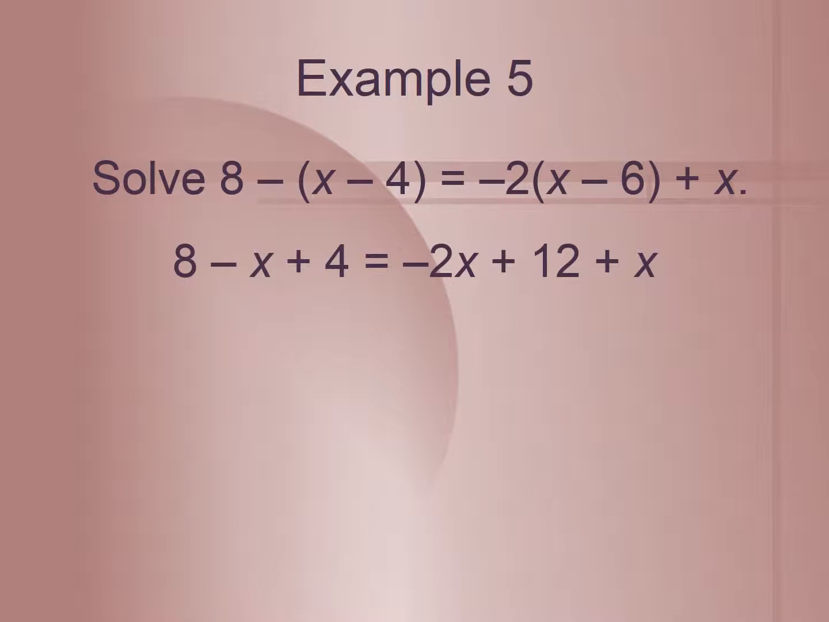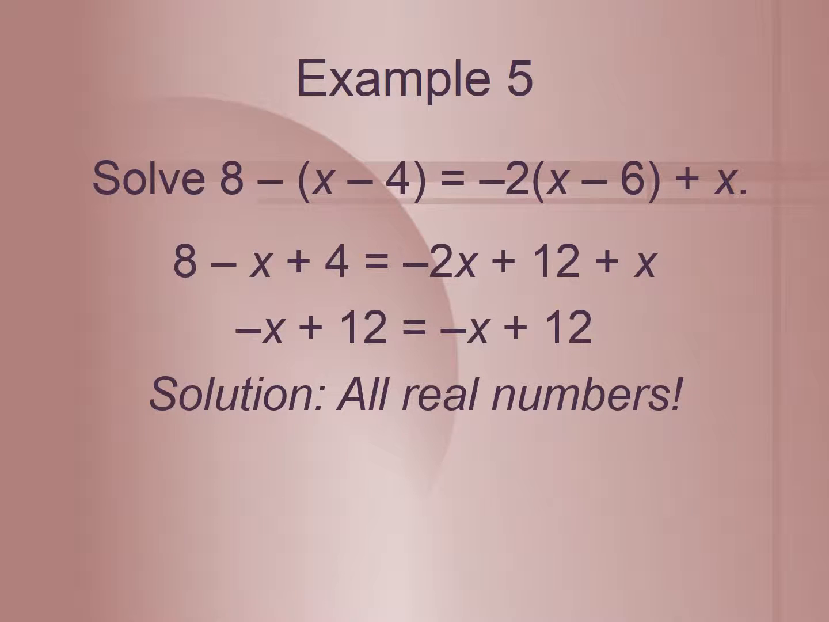Then we'll go ahead and combine like terms. 8 plus 4 is 12. Negative 2x plus x is negative x. Oh, well, this is interesting. Look what we have here. We have negative x plus 12 equals negative x plus 12. Wow, that means that we have exactly the same thing. We have exactly the same answer no matter what we plug in for x. That means that our solution is all real numbers. We can make x anything we want, and our statement will still be true.